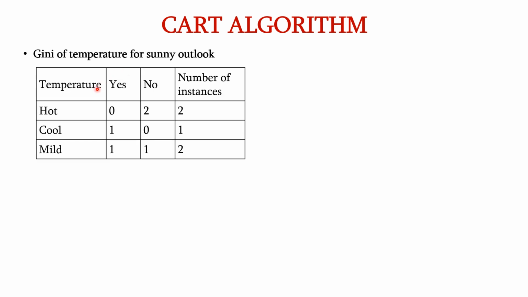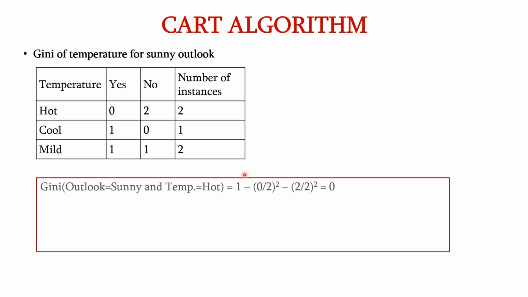Next let us consider the temperature feature for sunny outlook and find the Gini index for it. According to the original dataset, temperature had three values, that is hot, cool and mild. As mentioned in our original dataset, hot has 0 instances of yes and 2 instances of no, totally 2 instances. For cool, we had 1 instance of yes and 0 instances of no, totally 1. For mild, we had 1 yes and 1 no, totally 2.